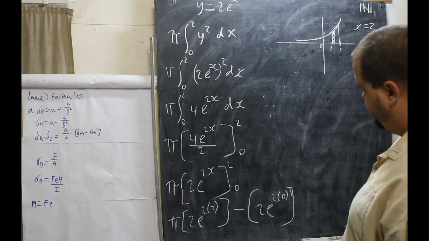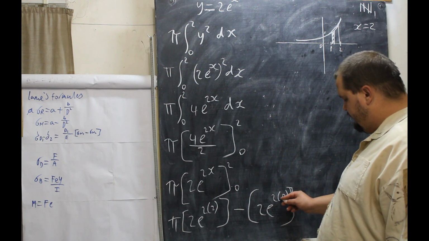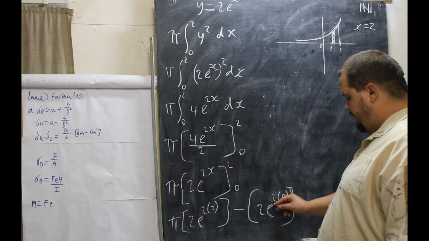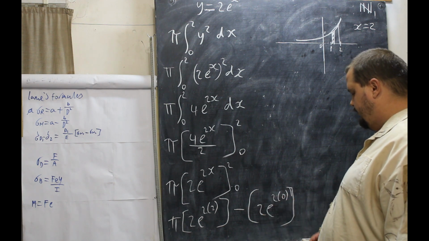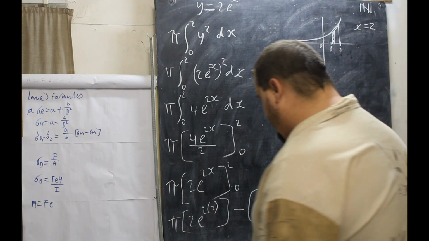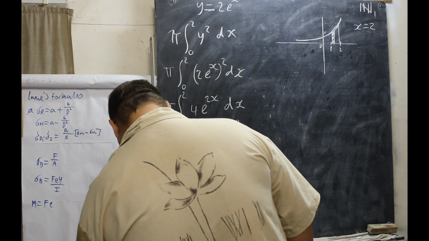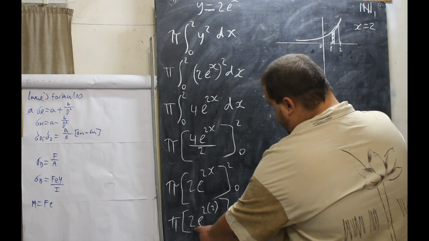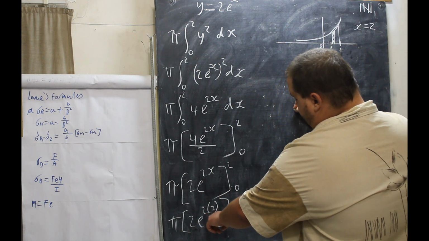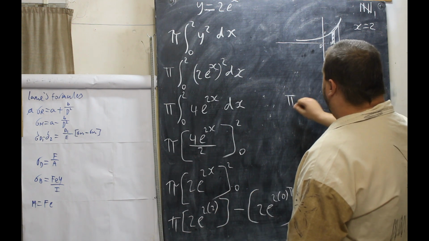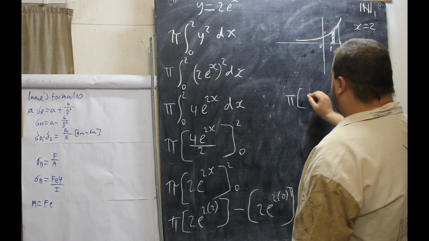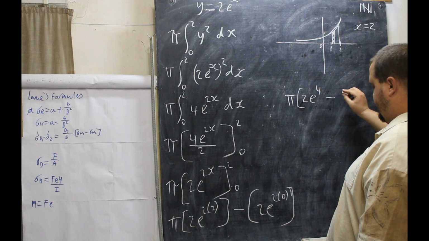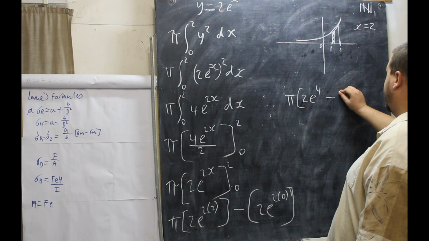Okay, let's go with it. This will be 2, because 0 times 2 is 0, e to the 0 is 1, so 1 times 2 is 2. So that'll be minus 2. Putting it all together, this here is 2e to the power 4. So it's pi times 2e to the power 4 minus 2.